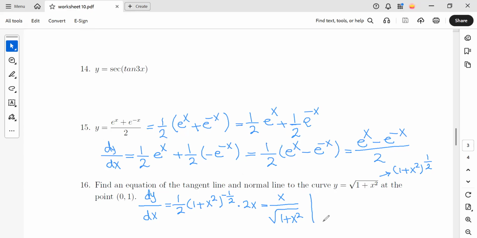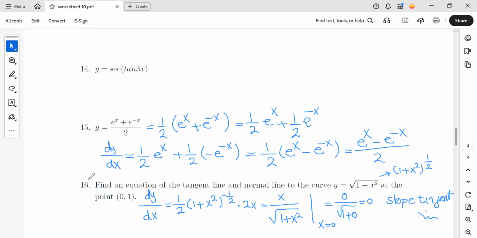And the point is x equals 0 and y equals 1. So by replacing x equals 0, it will be 0 over square root of 1 plus 0. It is not undefined, it is defined. It is 0 over a number which is 0. So the slope of the tangent line is 0.